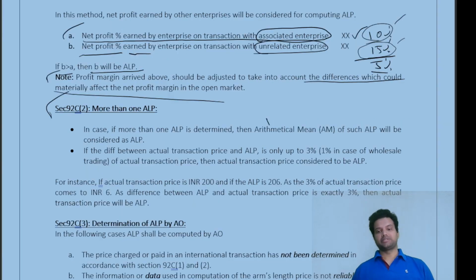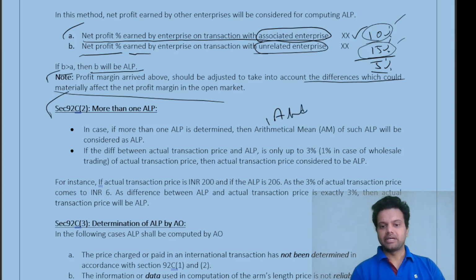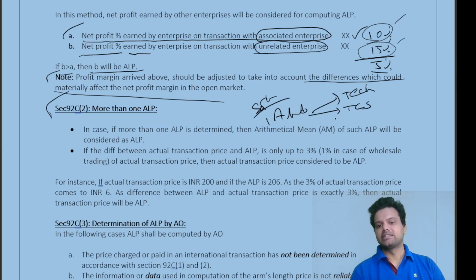Now, section 92C subsection 2, more than one ALP. In practical scenarios, it is not just one ALP that we arrive at. We may arrive at multiple ALPs. For example, there is a company called A Limited, and I am working for this company. My manager asked me to compute the ALP. This is a software company. So I took three companies as a basis: one is Tech Mahindra, one is TCS, another one is Wipro. With these three companies as a basis, I applied the CUP method, comparable uncontrolled price method. So I arrived at ALPs of 100, 105 and 110. There are three ALPs I arrived at.